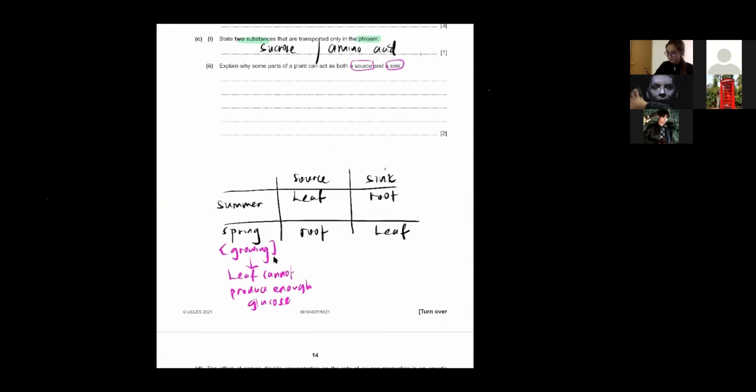The leaf cannot produce enough glucose yet. So you need the other parts of the plant to supply the glucose. Which part? The root. Remember, the root is to store the starch. The starch can be broken down into glucose, therefore supplying other parts of the plant with glucose. Understand? Why during summer can the leaf become the source? Because during summer it can photosynthesize, so it can produce the glucose. All right, so you write it down.